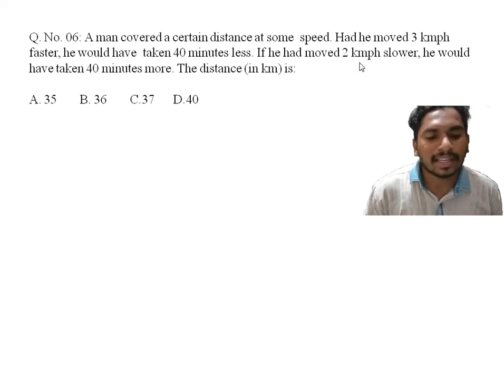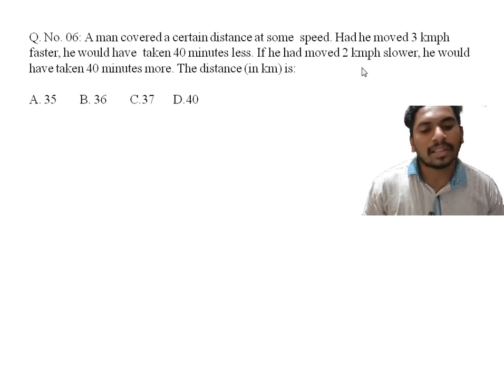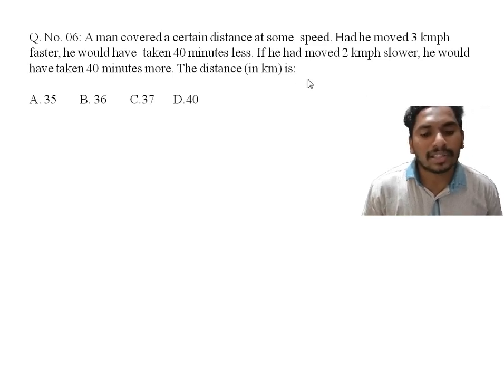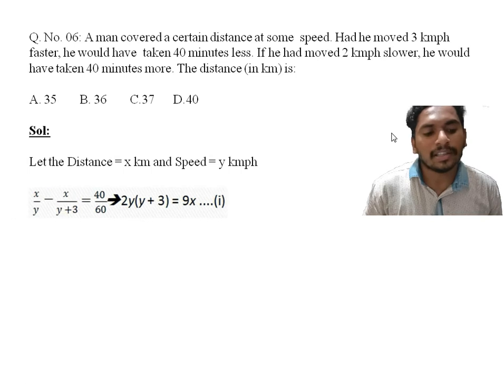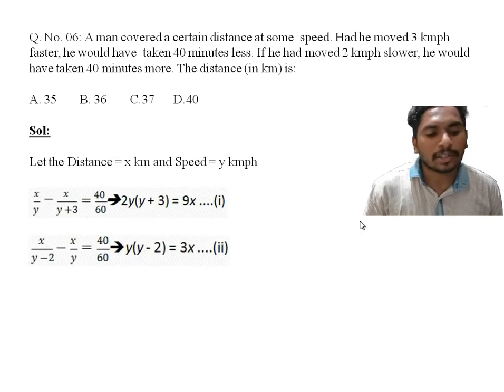And in the second case, if he moved with a 2 km/h lesser velocity, he will take 40 minutes more time. So you have to write the two cases in two expressions like this. Here x is the distance and the speed is y. Distance by velocity corresponds to the time.